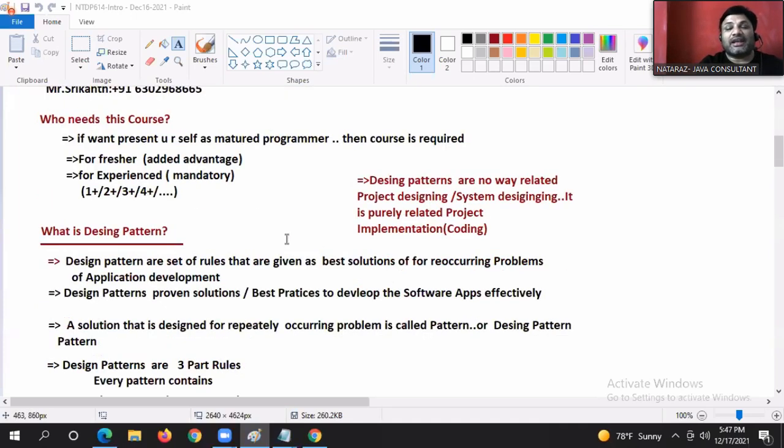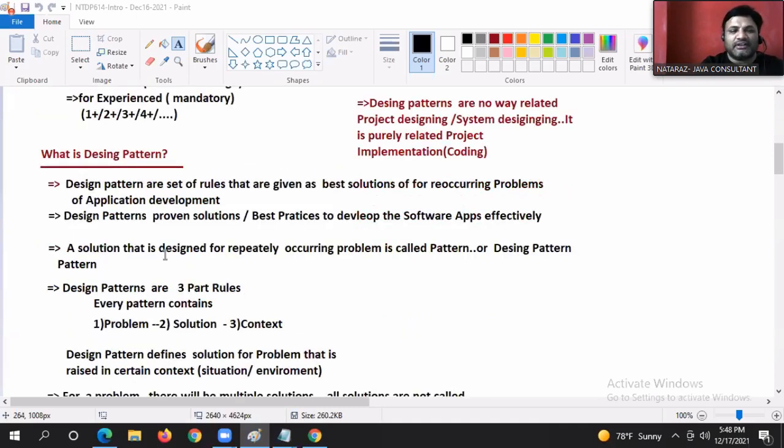Why are they named design patterns? They are designed to solve recurring problems of the application. That's why they are called design patterns. A repeatedly occurring problem is called a pattern, and design patterns are designed to solve that problem. By taking the word design, don't link it to system designing or project designing.